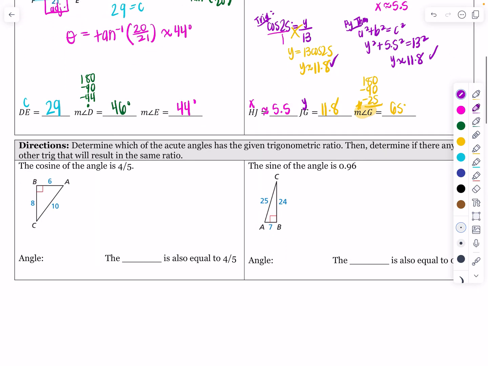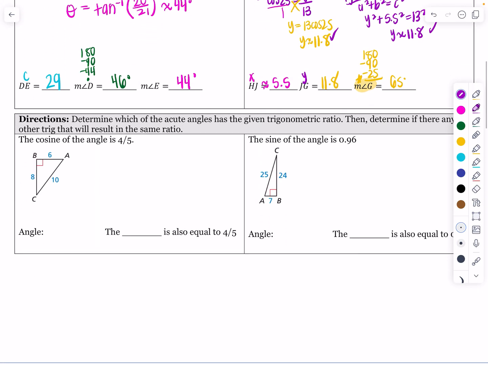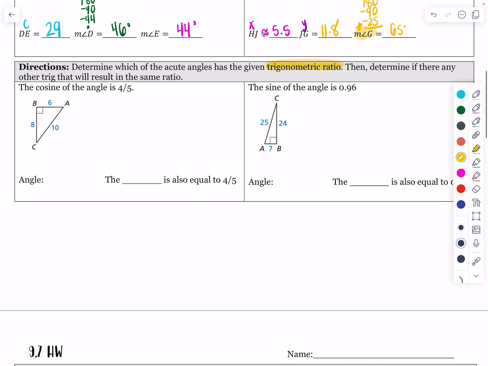And the only other thing that's going to come up is being given a trigonometric ratio and determining which of the acute angles has the given trigonometric ratio. That's fun to say, trigonometric ratio. So they're going to give us a trig ratio, and they want to determine which of the two acute angles has that trig ratio. Then determine if there are any other trig ratios that will result in the same ratio, okay?